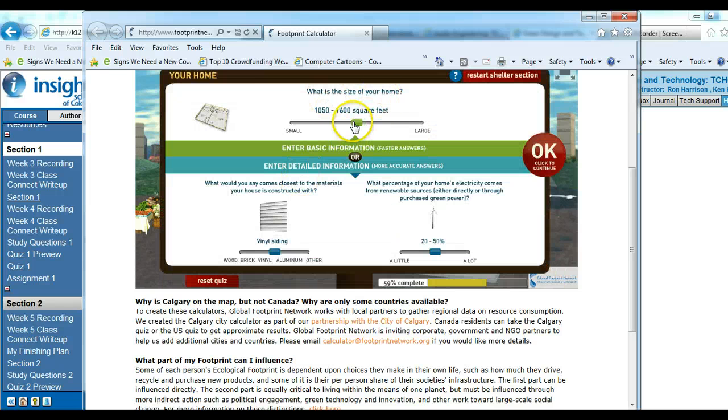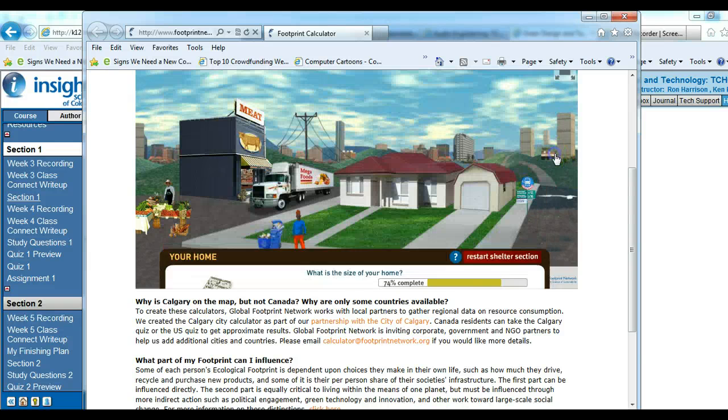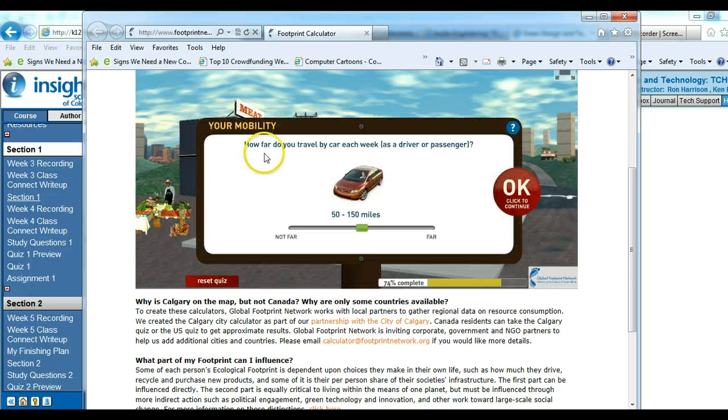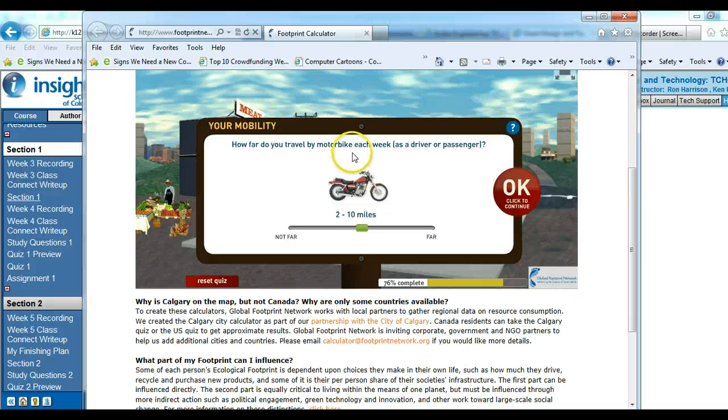What is the size of your home? Our house is pretty big. I'm just going to do this general one. How far do you travel by car each week as a driver or passenger? I drive very little. So I'm going to kind of come to 1 to 50 miles. Working from home, I don't drive very much. How far do you travel by motorcycle each week? None.